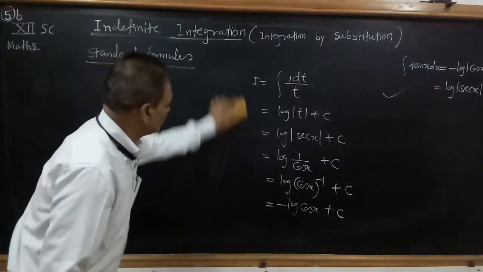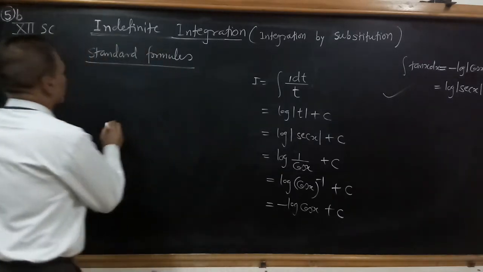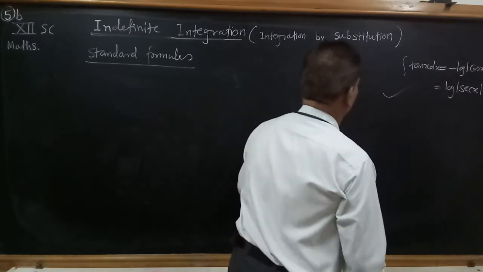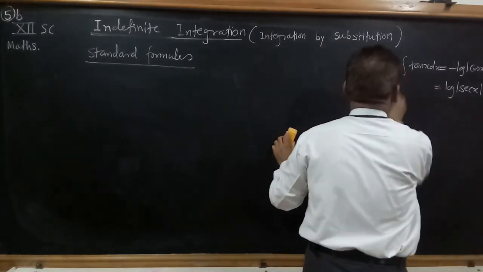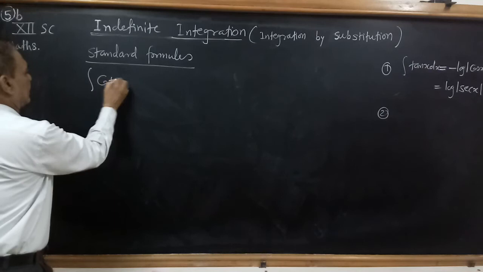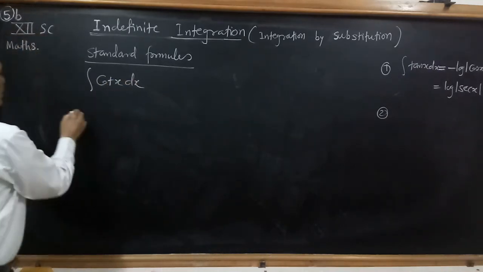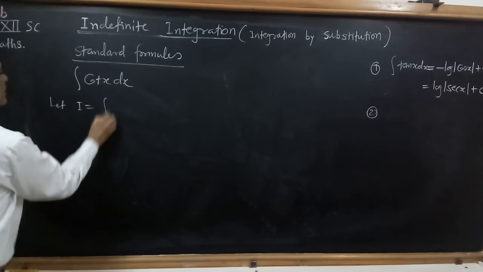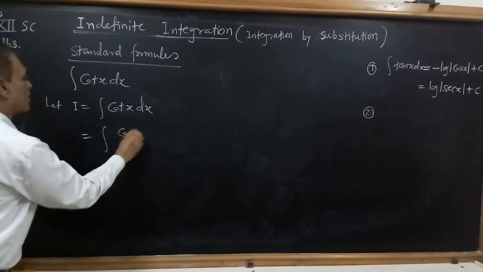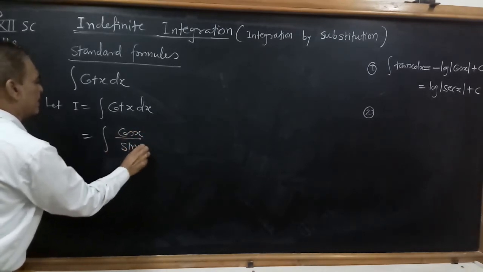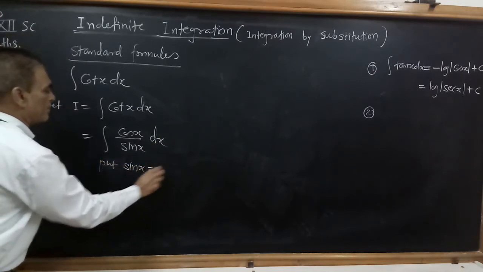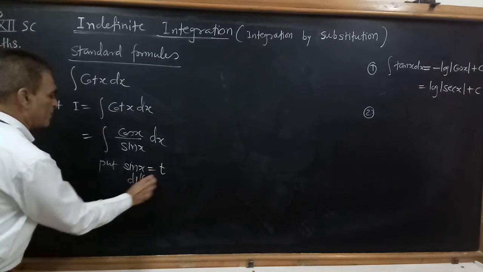Similarly, another standard formula is like this. Integration of cot x dx. First of all, let I equal to integration of cot x dx. Then use the relation cot x means cos x divided by sin x into dx, and use substitution sin x is equal to t. Differentiate both sides.